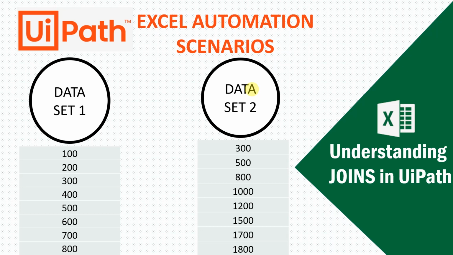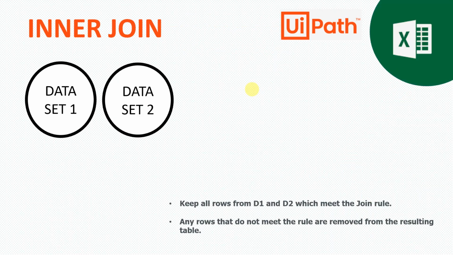So to start with, we have three types of joins which are available in UiPath Studio. The first one is called the inner join. If you see the definition for the inner join available in docs.uipath.com, it says that when we apply inner join to the two data sets, keep all the rows from D1 and D2, where D1 and D2 are the data sets, which meet the join rule. So what does this mean, join rule? Join rule means inner join. Inner join means that we will have only the records which are common in both the data sets. Any rows that do not match the rules are removed from the resulting table.